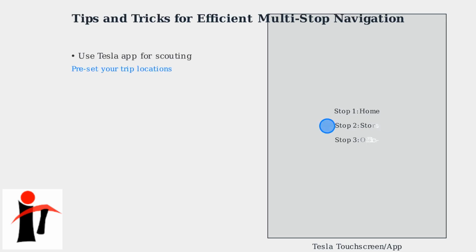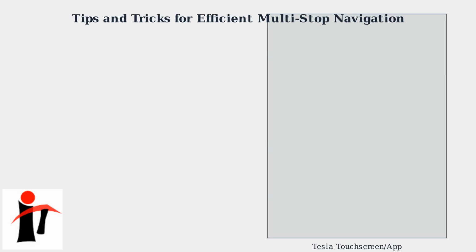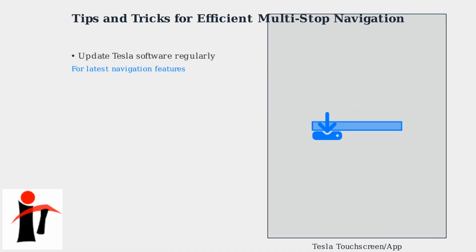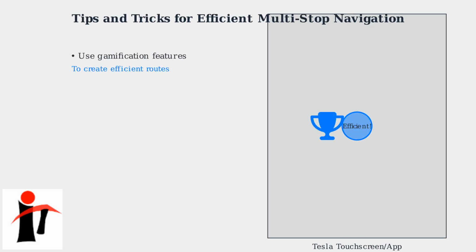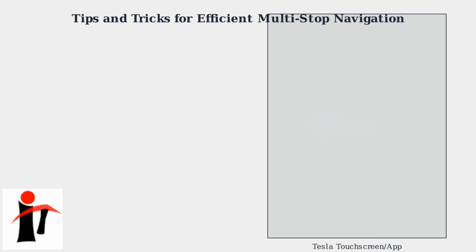Use the Tesla app to scout out locations and preset your trip. Take advantage of the AI-driven suggestions for optimized routing. Regularly update your Tesla software to benefit from the latest navigation improvements and features. Gamification features within the app can also encourage you to create more efficient routes. And keep the number of stops to a maximum of 10.